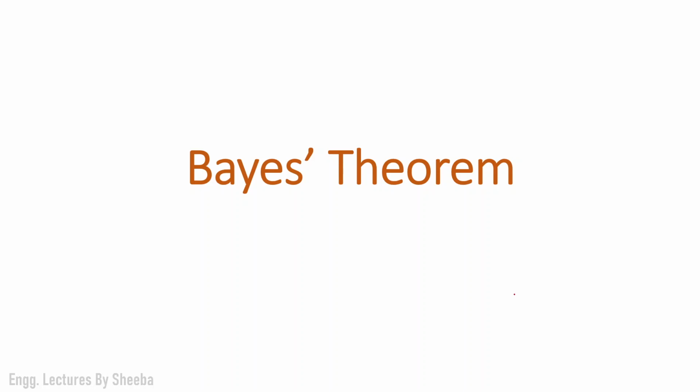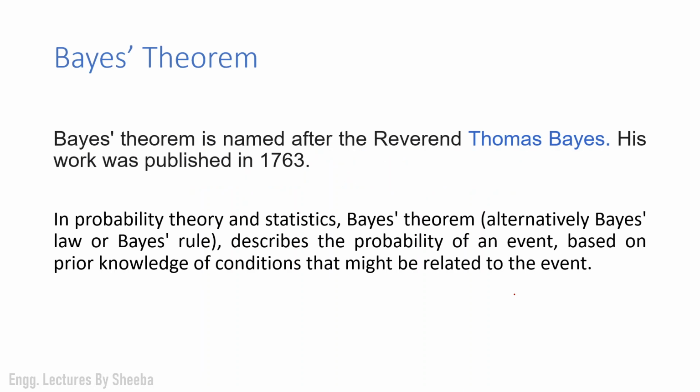Hello everyone. In this video, we will learn about Bayes theorem. What is this Bayes theorem? Bayes theorem is named after Reverend Thomas Bayes, and this work was published in 1763. In probability theory and statistics, Bayes theorem is sometimes called Bayes law or Bayes rule. It describes the probability of an event based on prior knowledge of conditions that might be related to the event. What does it mean? Bayes theorem is based on conditional probability.